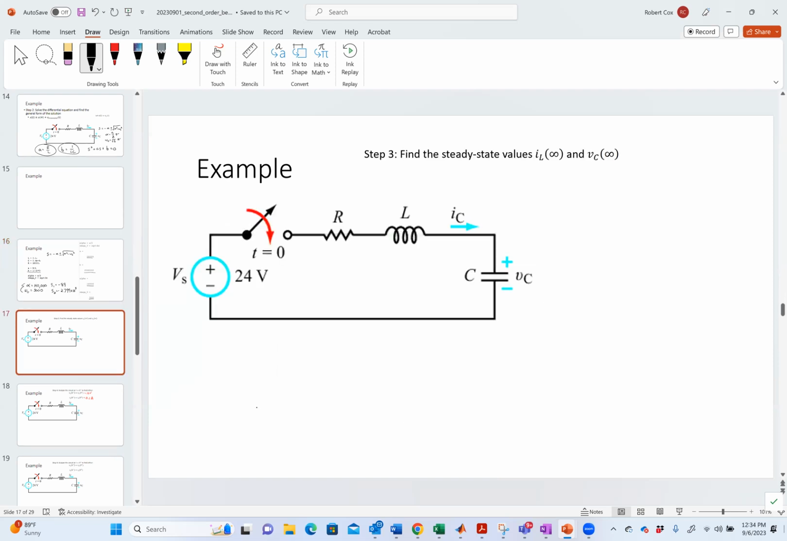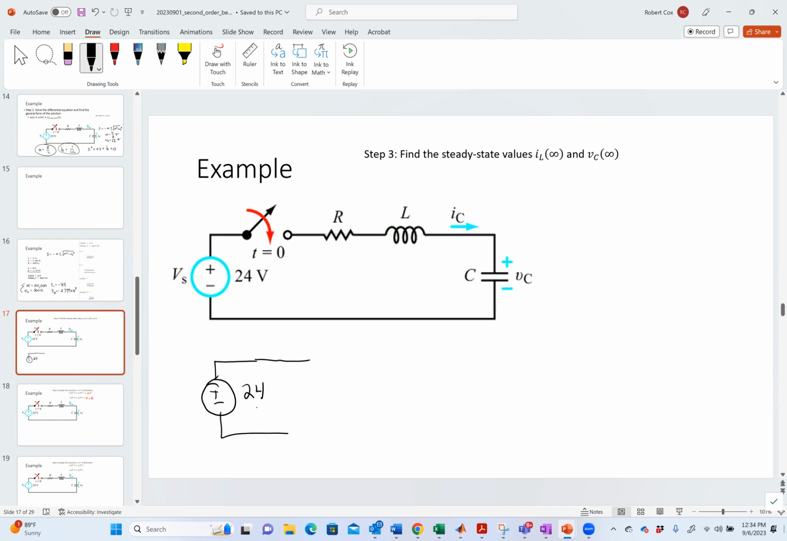All right, so then we get to the third step: find steady state values for IL of infinity and VC of infinity. Now, I'm solving for V sub C, so I don't really need I sub L, but I want to ask you guys anyway, because you need to practice. So what does the circuit look like in steady state? What do I do with that switch? The switch is going to be closed. Okay. So I got my 24-volt source.